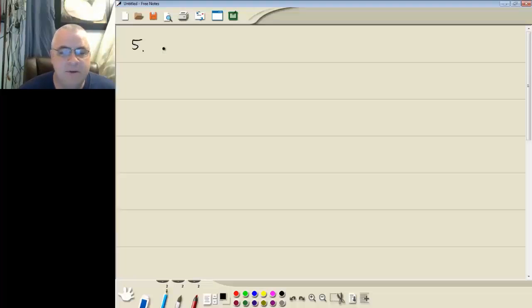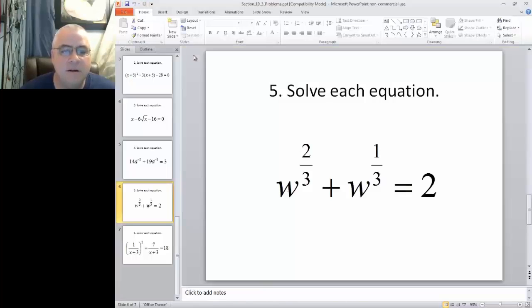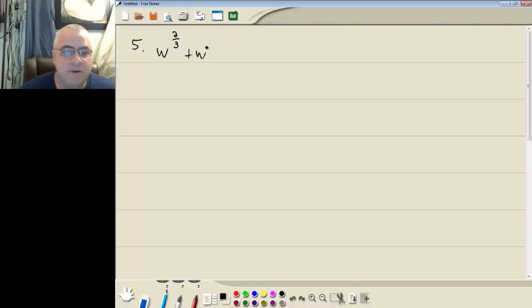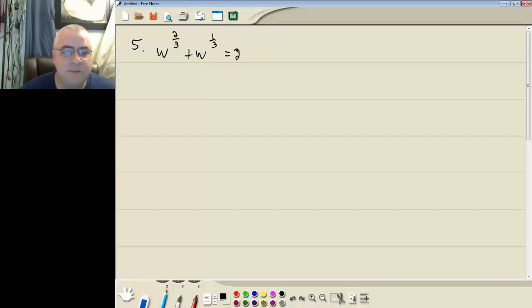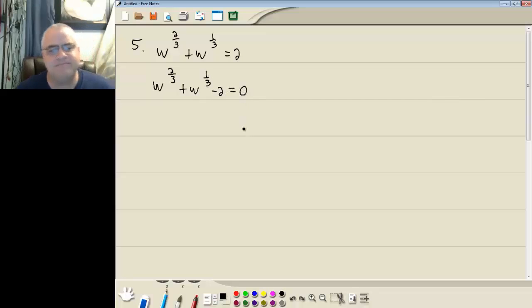We've got w to the 2/3 plus w to the 1/3 equals 2. Again, we have to have 0 on one side, so I might as well bring that over. W to the 2/3 plus w to the 1/3, and bring the 2 over, becomes a negative 2 equals 0.